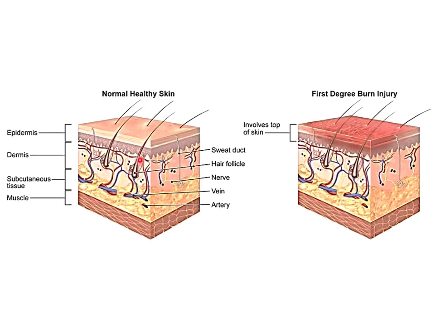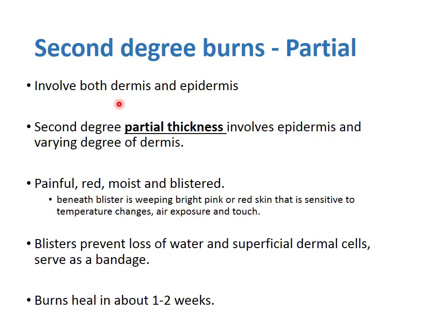So look at this. This is normal healthy skin right here. First degree burn, just the top layer. The epidermis, top layer, that's it. Everything stays intact. Second degree burns involve two layers. They involve the epidermis, and it's going to start going into the dermis. A second degree, and this is where partial and full thickness occurs.